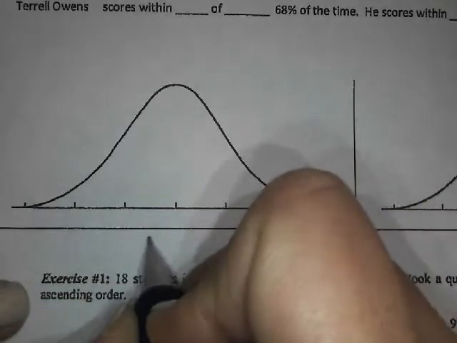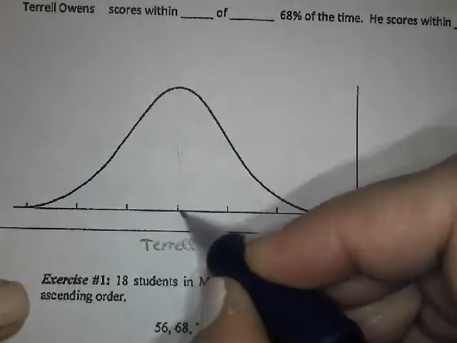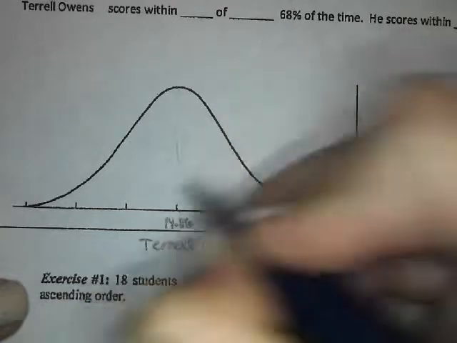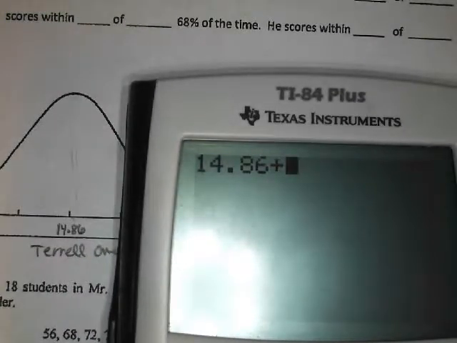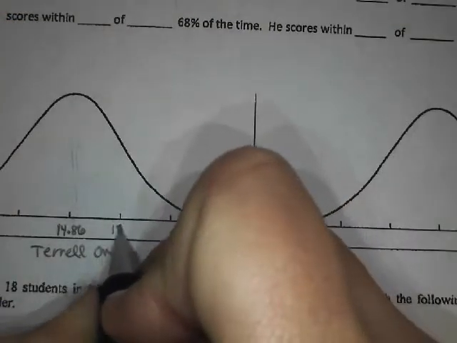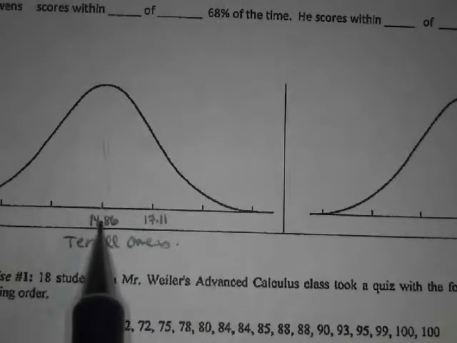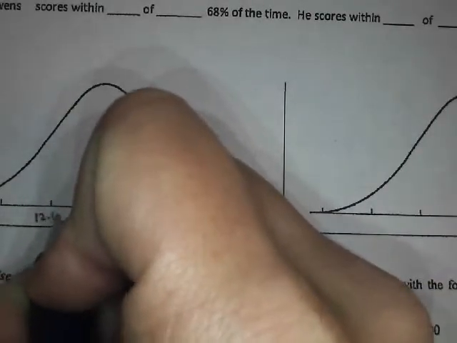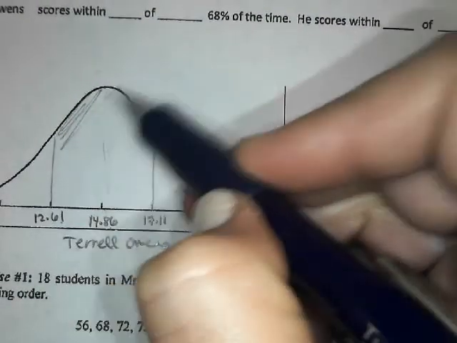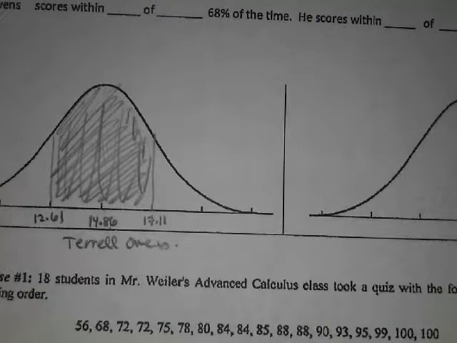Okay? So if I go down here and I let this be Terrell Owens, we'll say, right at the base of the peak is kind of their average. So his average would be 14.86. But if I add his standard deviation to that, that brings us to 17.11. So more often than not, he can score up to 17.11 or 2.25 below 14.86, which is 12.61. Okay, so that's Terrell Owens. More often than not, he's going to score somewhere between 12.61 and 17.11 points.